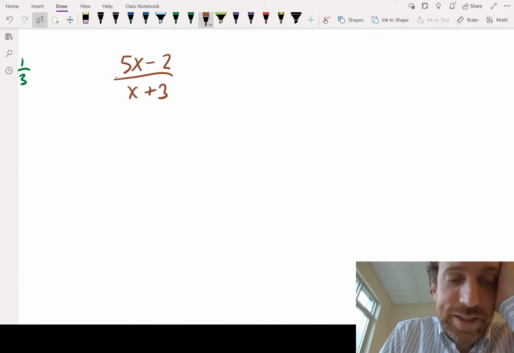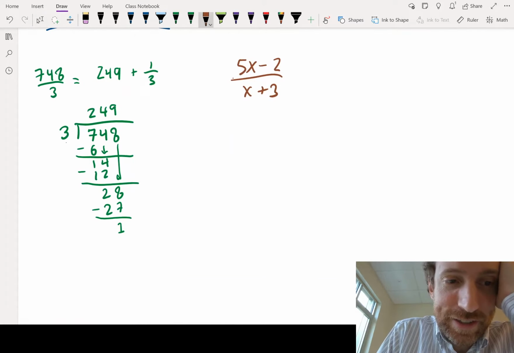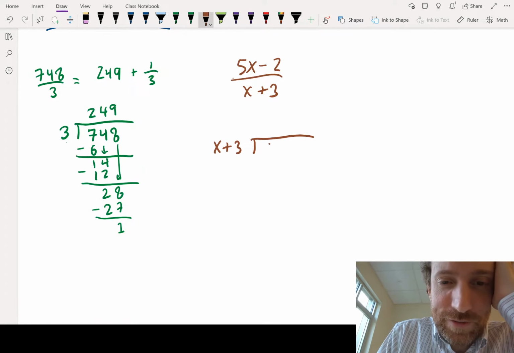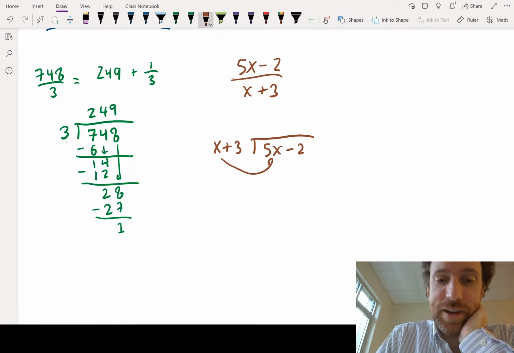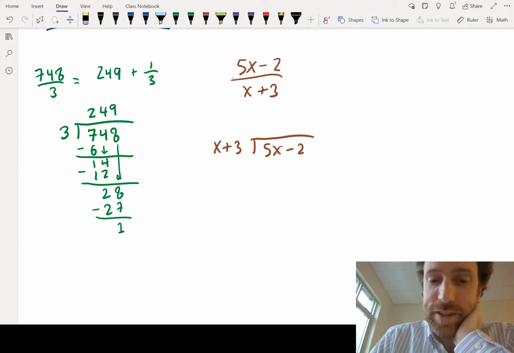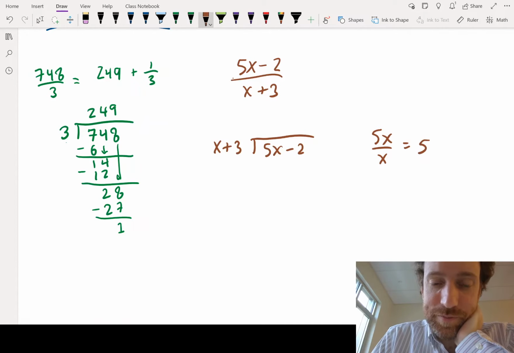The way you can set this up is analogous to how we did this. I'll put this on the screen here. So this is x plus 3 going into 5x minus 2. First, we say how many times does x go into 5x? And this is analogous to saying what is 5x divided by x? And the answer is 5. So we put 5 here.